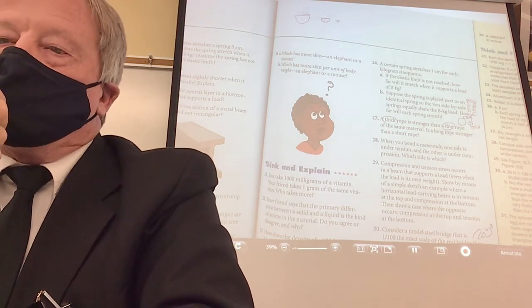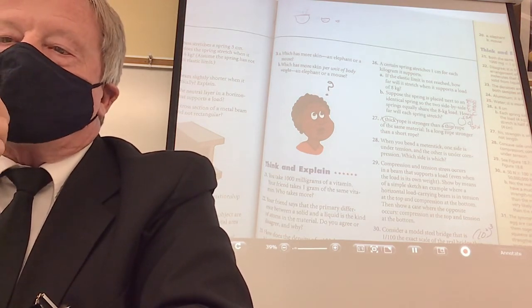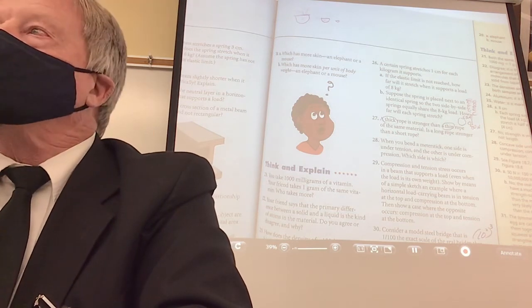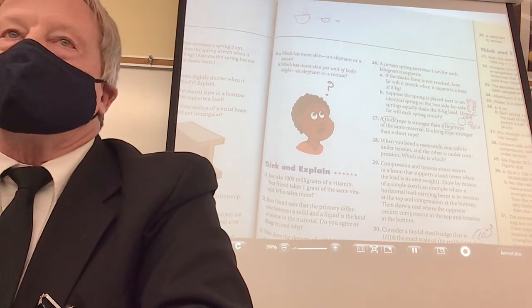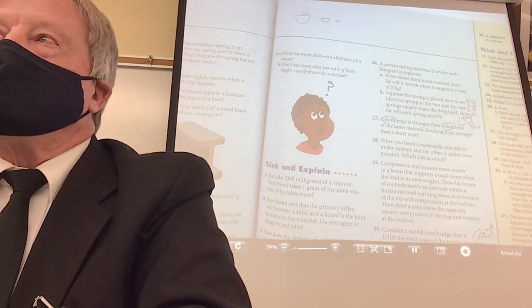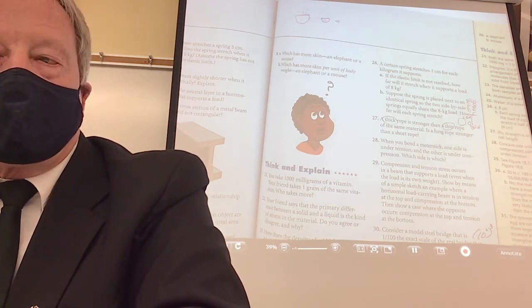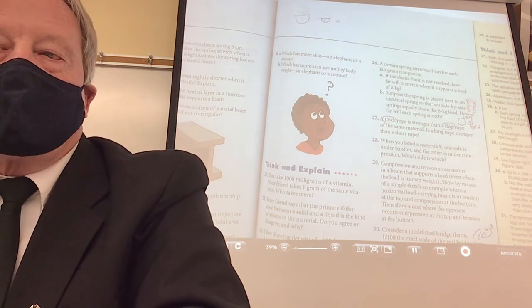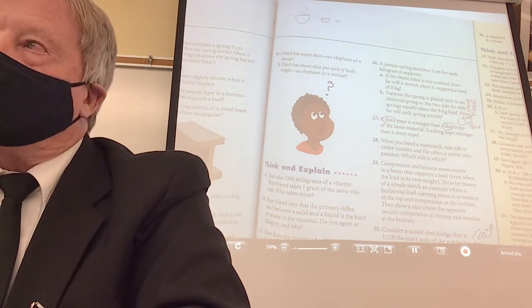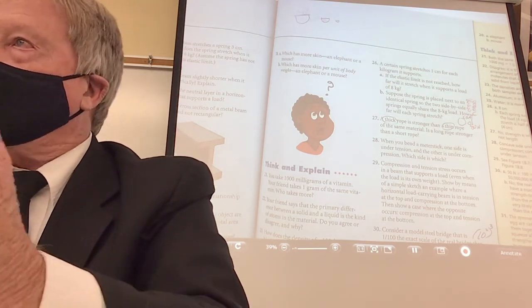Ready, number one? How does the arrangement of atoms differ in a crystalline than a non-crystalline substance? Crystalline substances have a standard pattern that repeats throughout the entire substance. Okay, a non-crystalline might have little pockets.